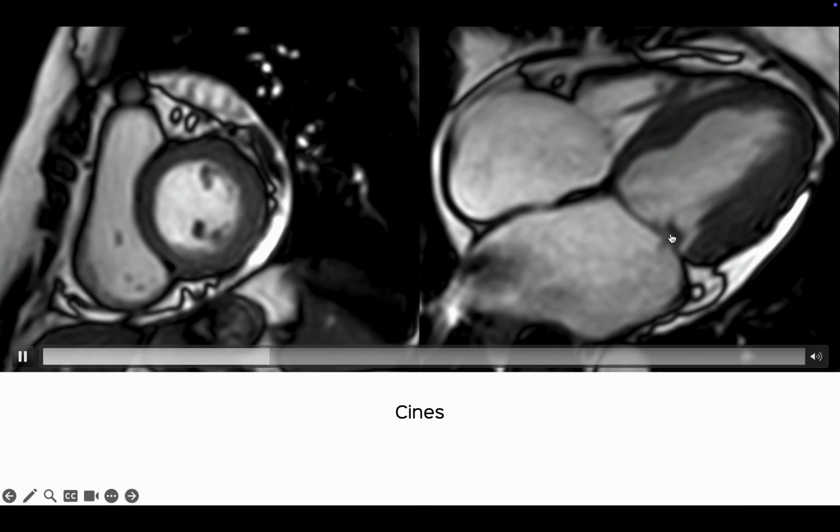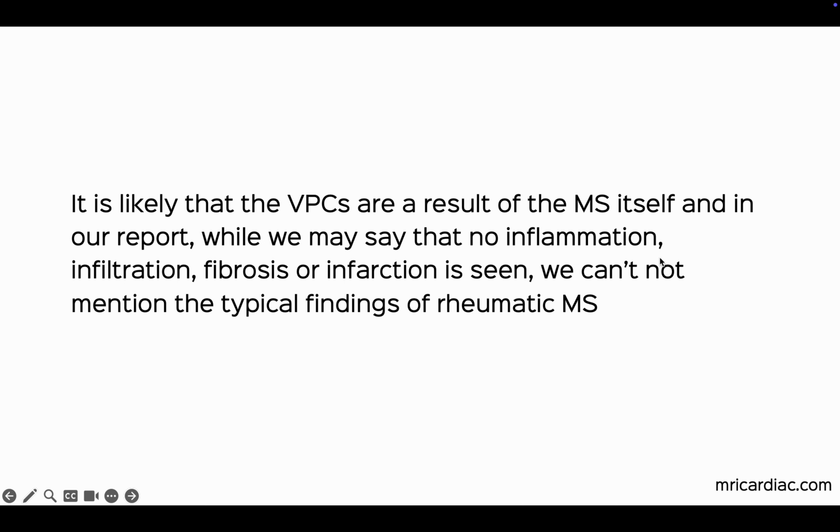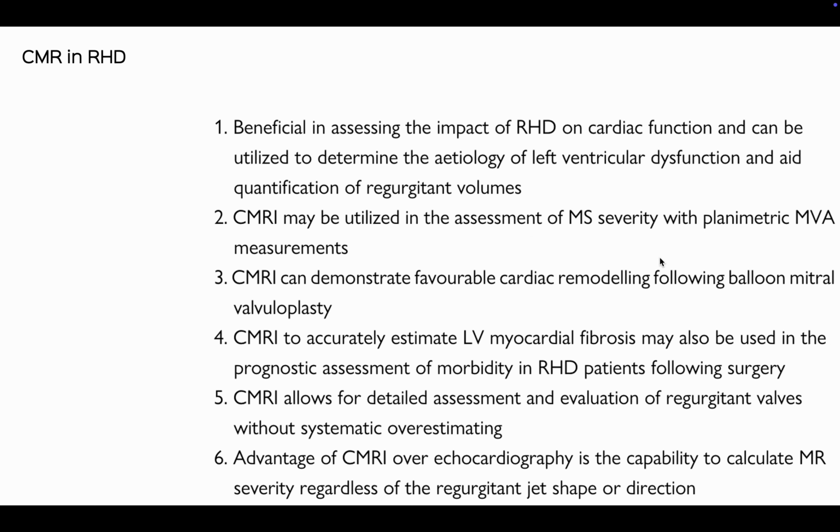That's the cine of the same patient. Here you can see there's a little bit of MR as well. And it's possible that the VPCs are part of the MS itself. You live long enough, then all of this is likely to happen. And perhaps, I didn't look for MAD at that time. We didn't have additional sequences. Maybe that was there as well. So there are other roles.